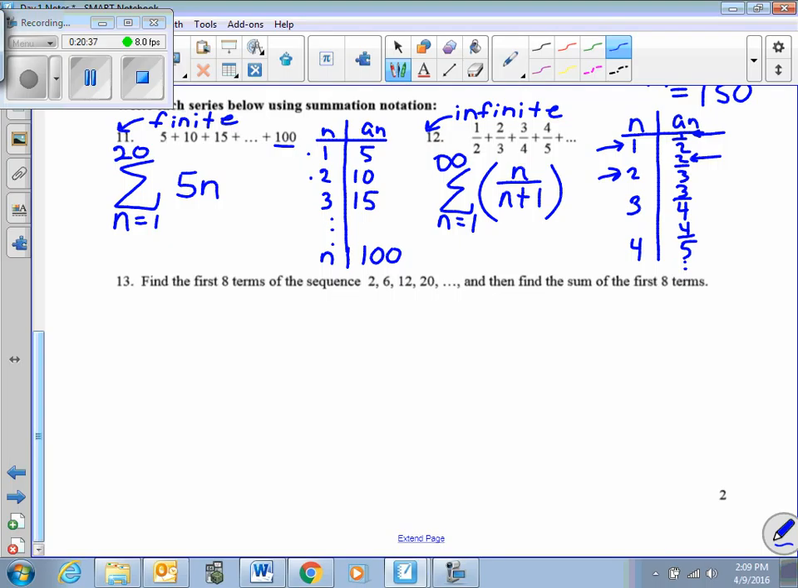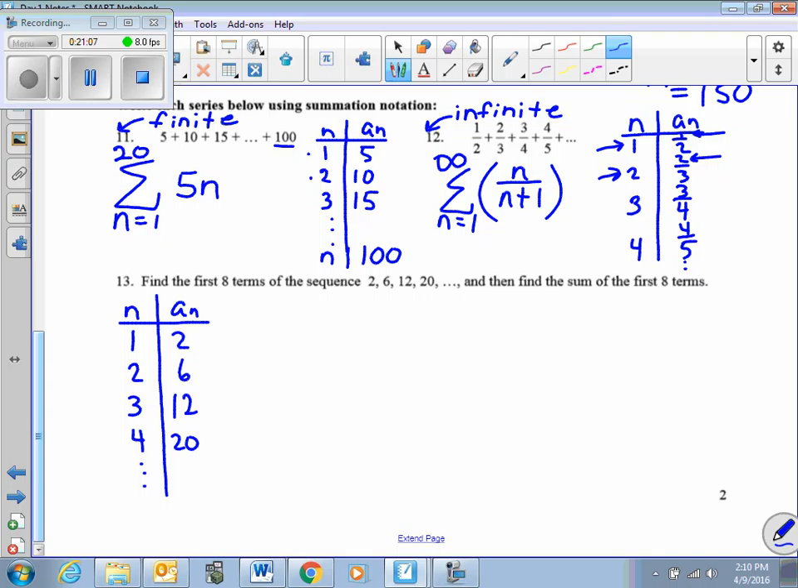Okay. Finally, what do we got here? Find the first 8 terms of the sequence 2, 6, 12, 20, and then find the sum of the first 8 terms. All right, let's make our table. n and a sub n. First term is 2. Second term is 6. Third term is 12. Fourth term is 20, and so on it goes. And we want the sum of the first 8 terms.